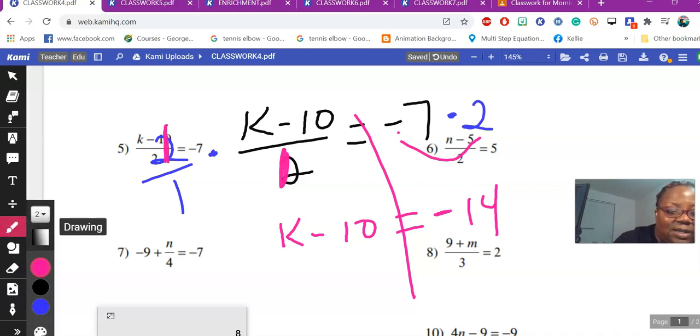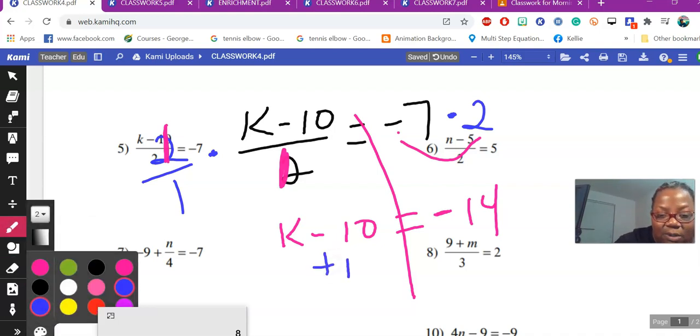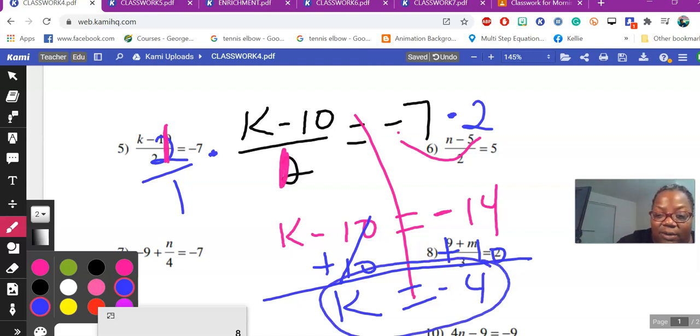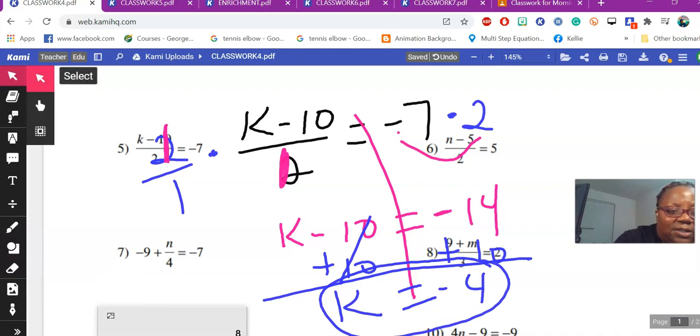So now you see that k is not by itself, so what are you going to do? You're going to add 10 to both sides. K equals negative 14 plus 10. We're going to subtract, keep the sign of the higher digit. So k equals negative 4. Let's do that one again, just in case.